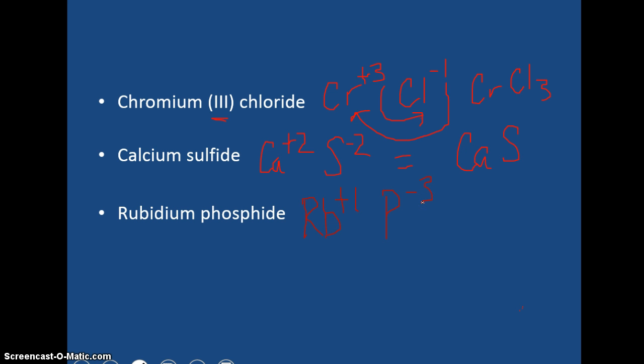They cross over again. So this crosses here. The 1 crosses there, but once again, we don't need to cross over 1. So we'll end up getting Rb3P, and you don't need a 1.